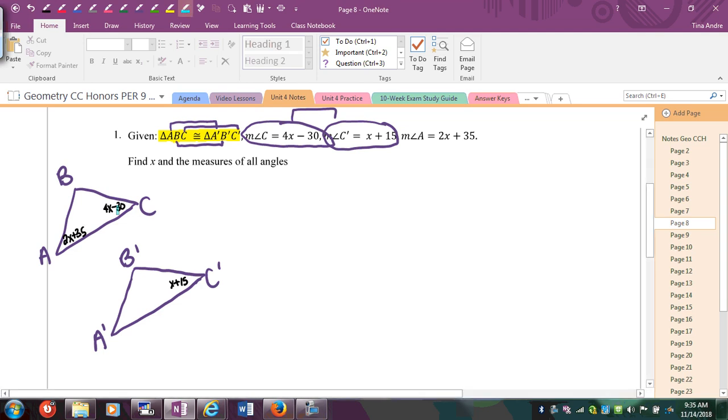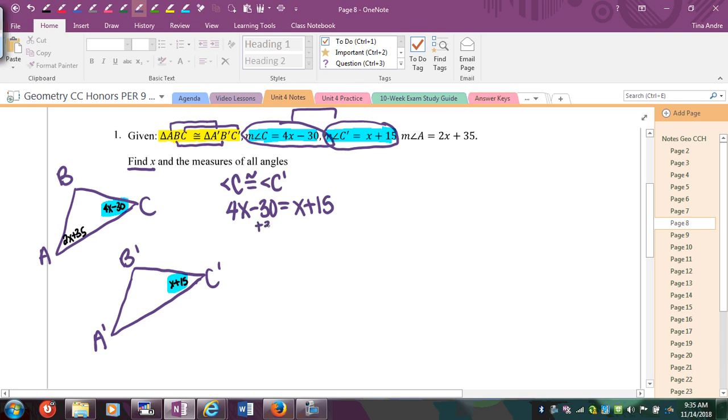Again, right away, I know that these two angles, C and C prime, must be congruent to each other because they are corresponding angles in congruent triangles. They're in the same position. They match up. So that means I can set those equal to each other. Angle C is congruent to angle C prime. Therefore, 4x minus 30 must be equal to x plus 15. This will allow me to solve for x, which is my first step. And then once I know x, I can plug back in and find the measures of the remaining angles. So go ahead and solve this.